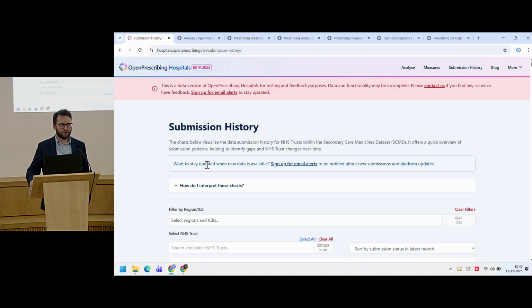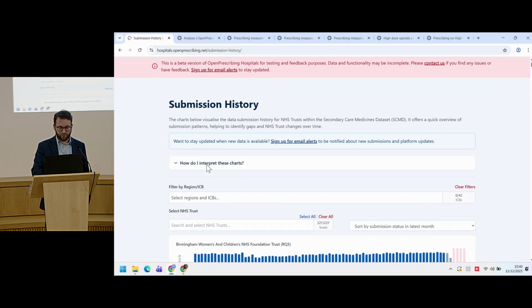So RxInfo require individual trusts to submit data on their medicine usage each month to form part of this data set. We know pretty consistently this happens, so most trusts submit data every single month consistently. But we also know there's a few quirks in what is submitted to this data set, and we also know there are a few gaps.